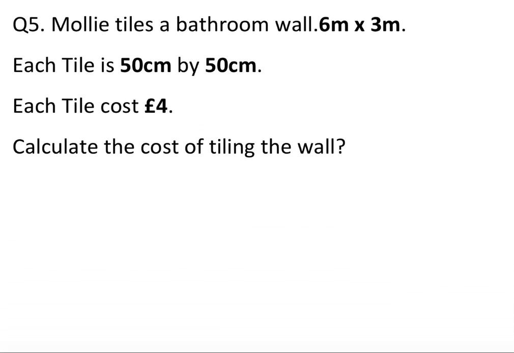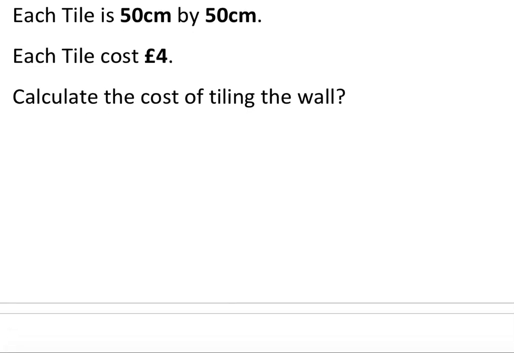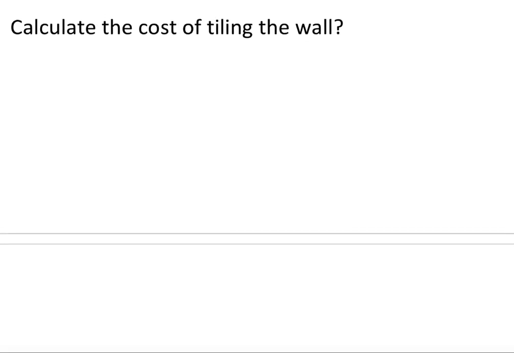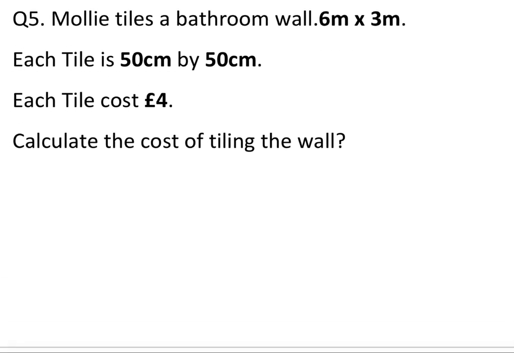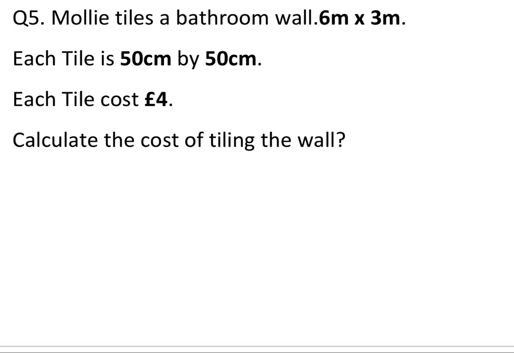Molly tiles a bathroom wall that is 6 by 3 meters. Each tile is 50 centimeters by 50 centimeters. Each tile costs £4. We need to calculate the cost of tiling the wall. Right. So, as I say, when you're working in units, the tile's in centimetres and the wall's in metres. So if we find out the area of the wall in centimetres, that's going to help. Let's get the units into the same value.